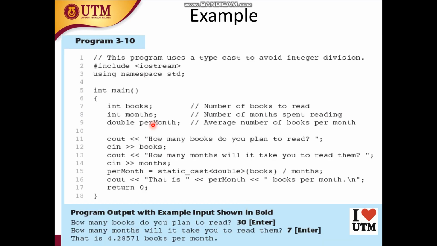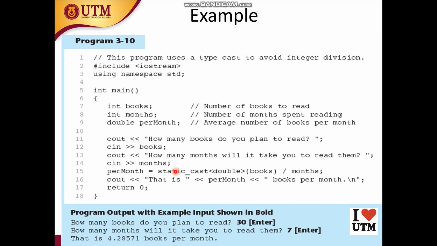Look, here we have an example: integer books, integer months, double per month. Now we are asking the user to enter the books and the months. Those are integer values, but we want the output in double or floating point. So we are saying per month equals static_cast double books divided by months. What happens when the user enters 30 for books and 7 for the months? The output is going to be given in floating point.